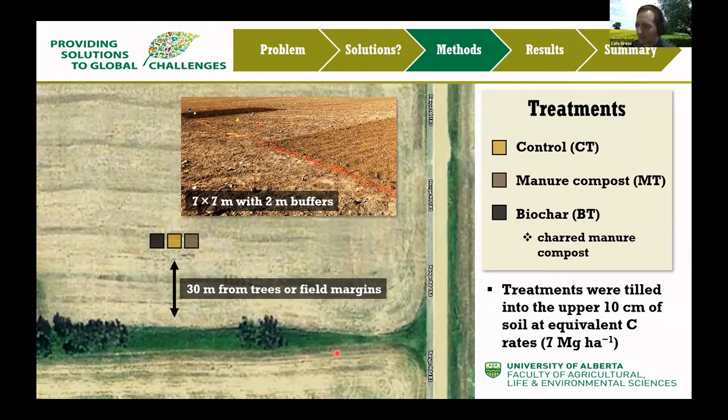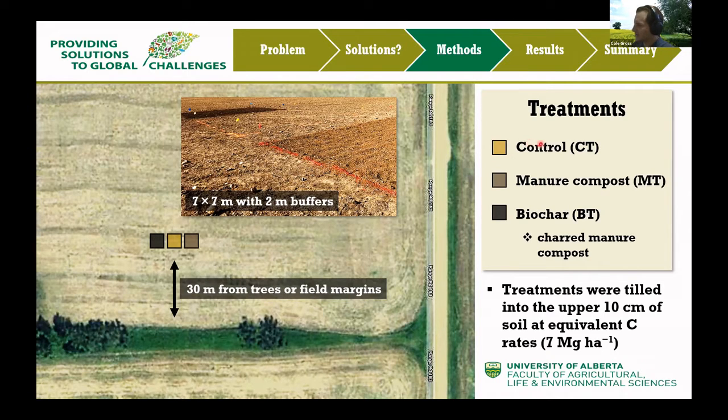In croplands, we compared manure compost and biochar applications with a control. Treatments were applied in early May of 2018, and they were tilled into the upper 10 centimeters of soil at equivalent carbon rates. So specifically, we applied 7 megagrams per hectare of carbon. The plots were randomized and 30 meters from trees or field margins.